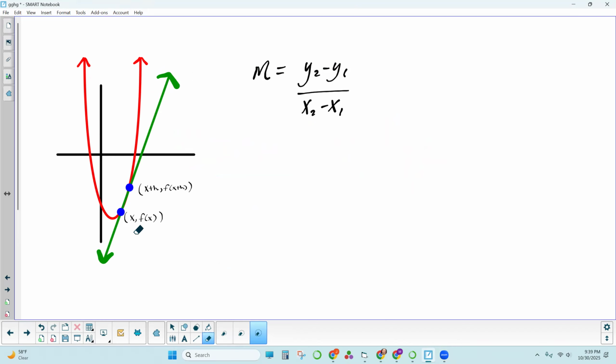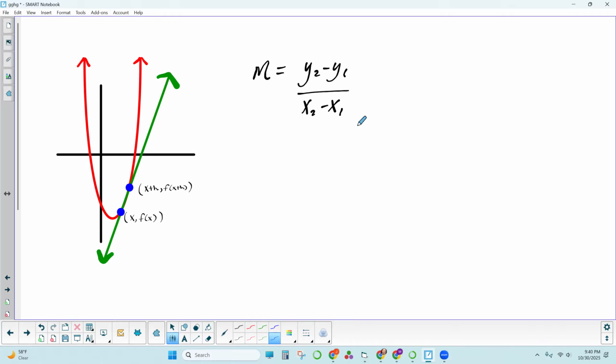These 2 points are (x, f(x)) and (x plus h, f(x plus h)), where h is just a distance from x. So I can actually derive this difference quotient from the slope formula.